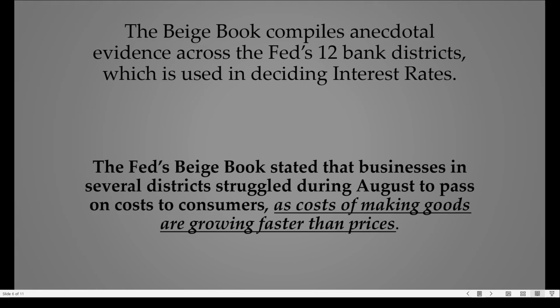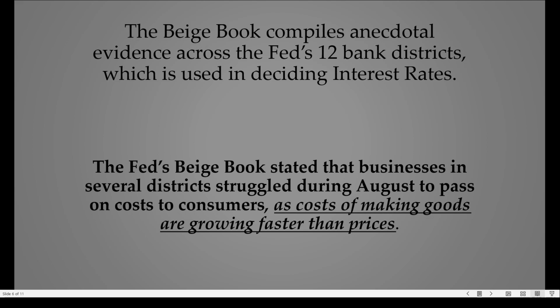Things don't look good. The Beige Book was also released today. What it does is it compiles anecdotal evidence across the Fed's 12 different bank districts. And it's used very much in deciding interest rates. It's a very important factor in the Fed's decision to raise interest rates. Now, the Beige Book today stated that businesses in several districts struggled during August to pass the costs to consumers.